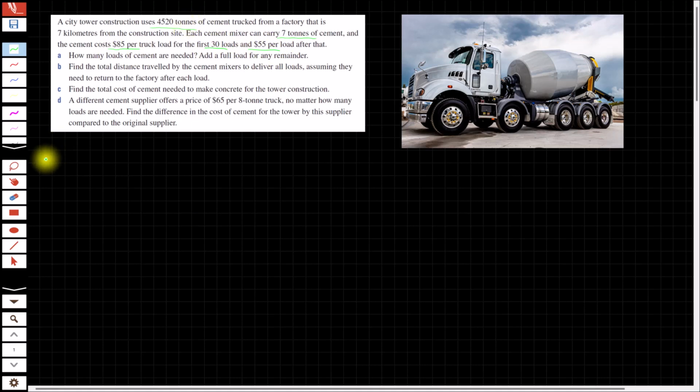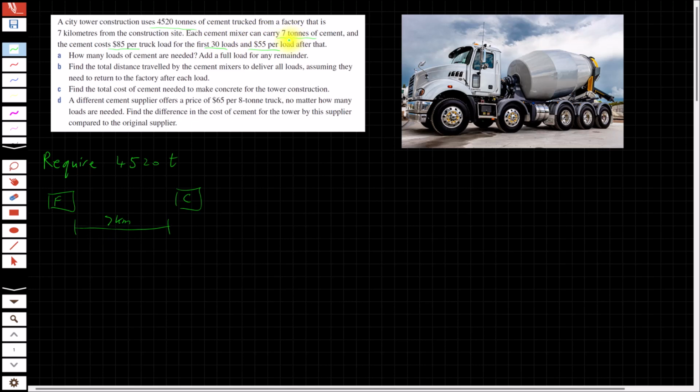Let's write down the information we have. We require 4,520 tonnes of cement. The factory is 7 kilometres from the construction site. So let's draw a little picture here: the factory, the construction site, and the distance between the two is 7 kilometres.